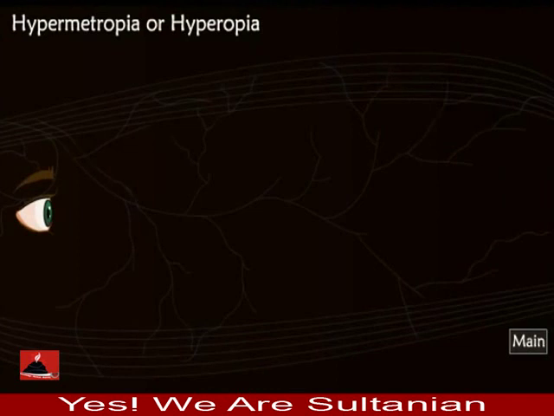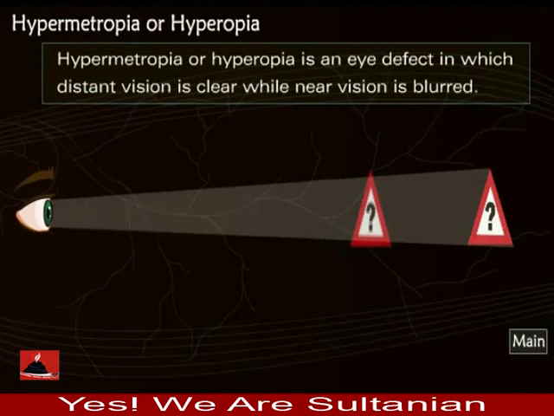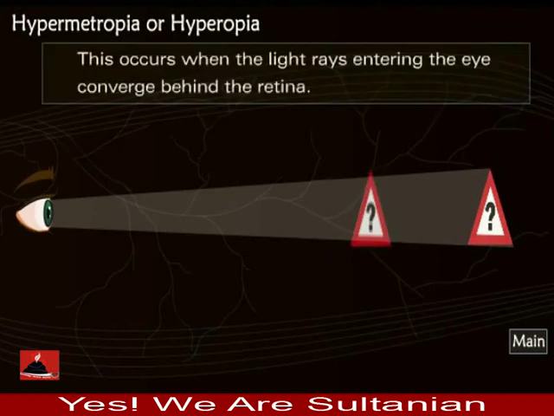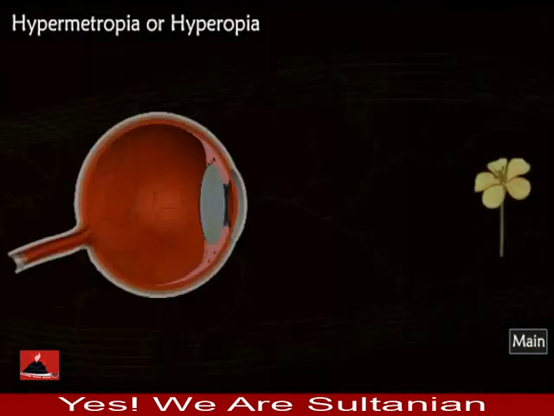Hypermetropia or hyperopia. Hypermetropia or hyperopia is an eye defect in which distant vision is clear while near vision is blurred. This occurs when the light rays entering the eye converge behind the retina. Here you can see the formation of image in a normal eye and in a hypermetropic eye.